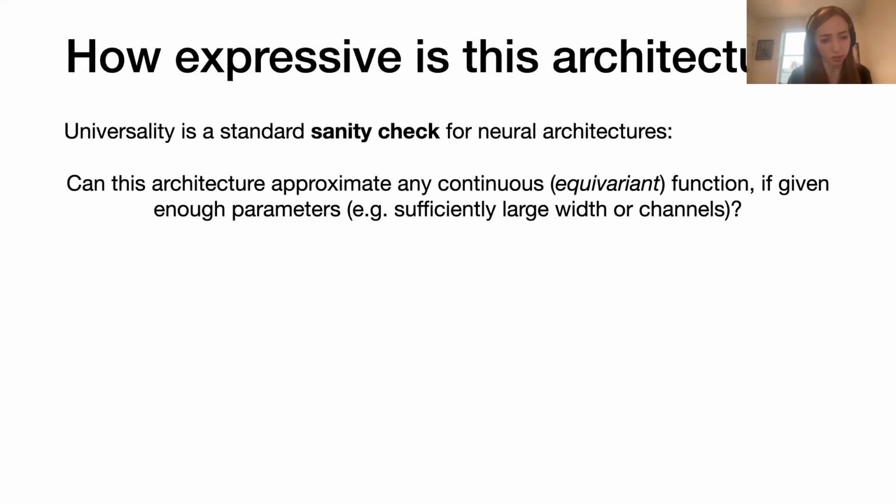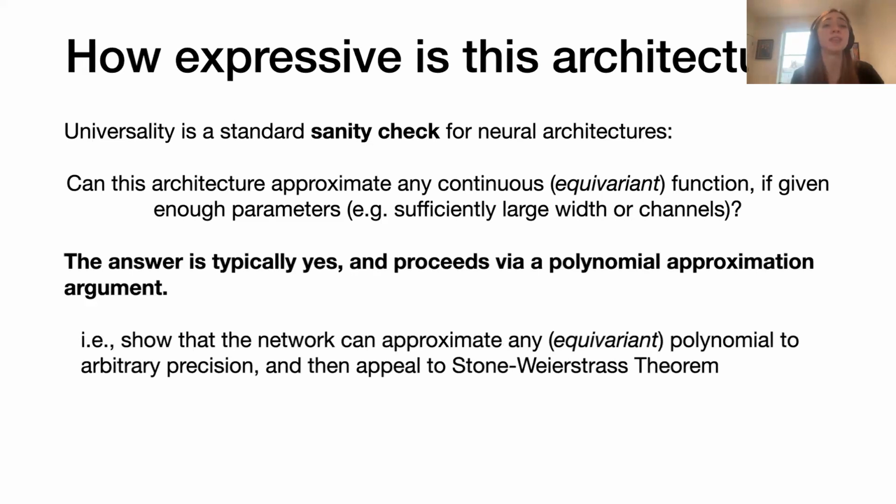That's the traditional universality question, and there are all these old results that show standard MLPs are universal. Of course, it's not sufficient for being a good architecture, but it's a pretty good sanity check, because if you can't even represent the function that you're trying to learn, hope is lost. This line of work has also been followed for equivariant architecture design. The answer is typically yes, and it typically proceeds, much like the non-equivariant literature, via a polynomial approximation argument.